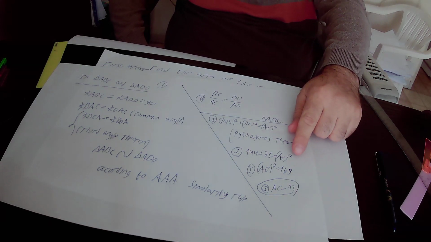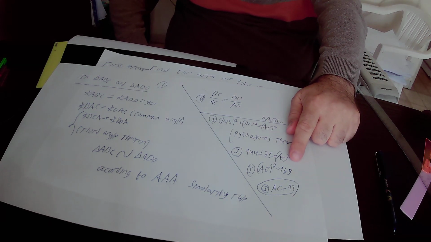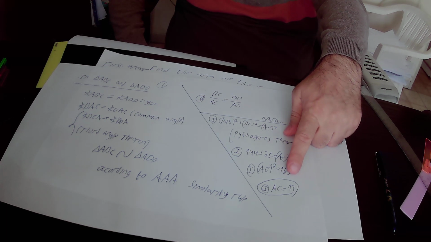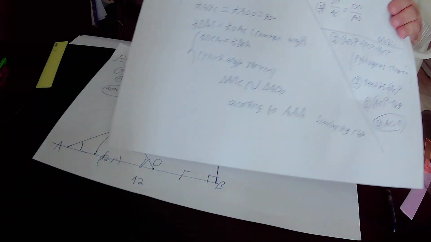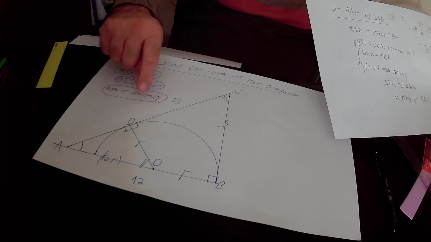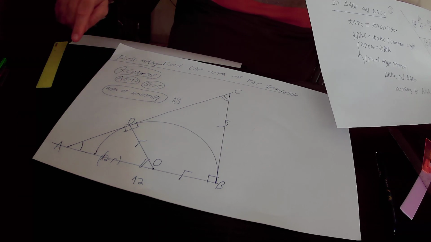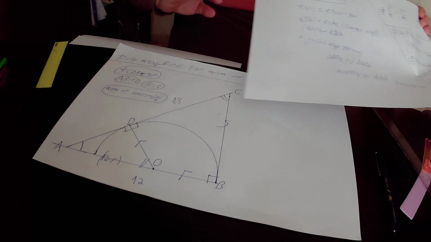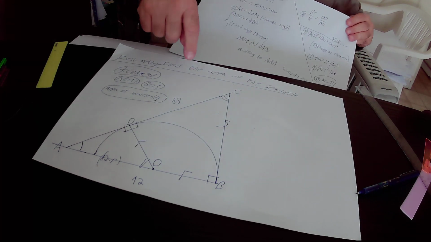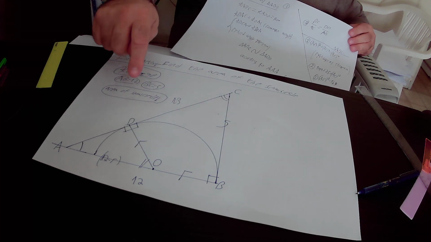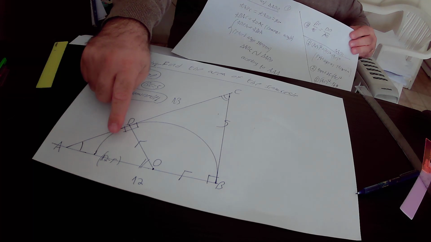So we found out that AC squared equals 169. We took the root of equation number 1 and found that AC equals 13 units. So AC, the hypotenuse of the right triangle ABC, equals 13 units. Then we proved that the big right triangle ABC is similar to the right triangle ADO.